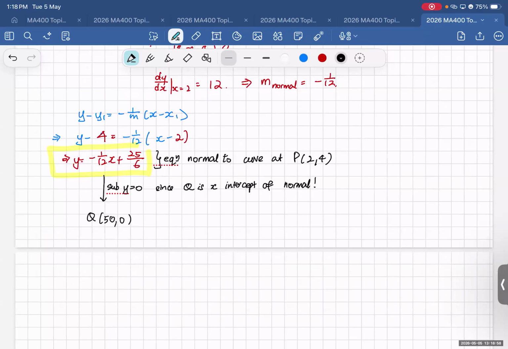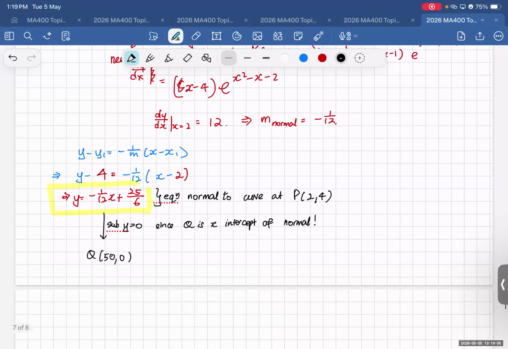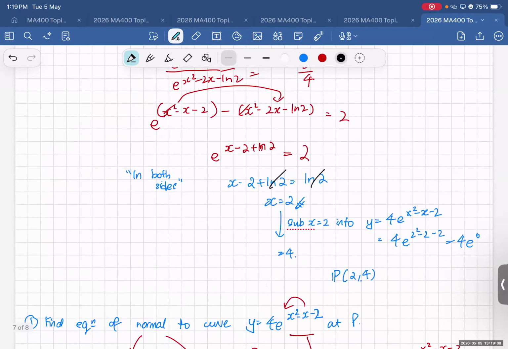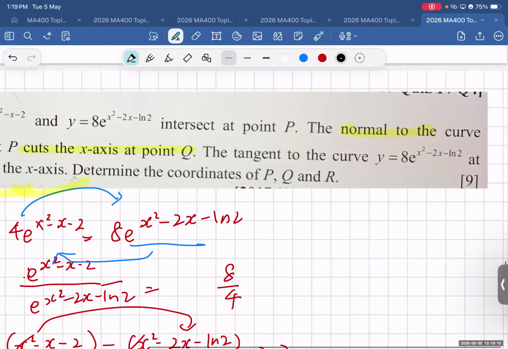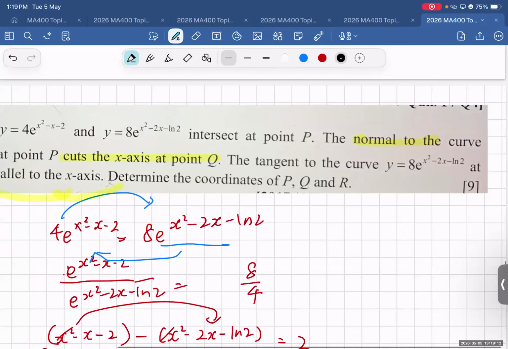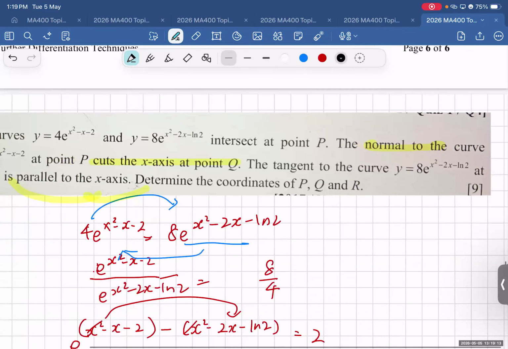Okay, so I found Q, I found P. What am I leaving now? I'm still leaving out R. You can see 9 marks in R. So get used to questions like this. You're not being asked to write a composition now, but this is really steps.